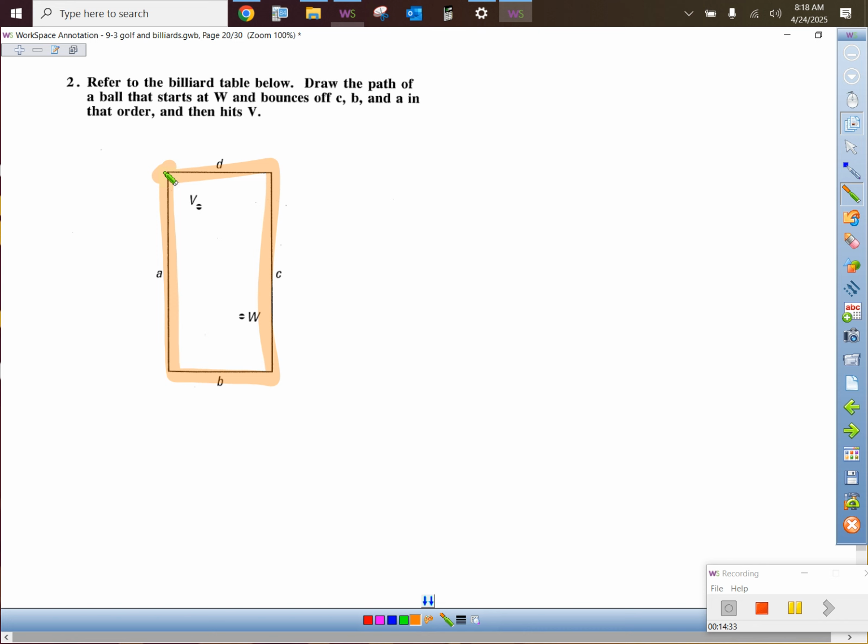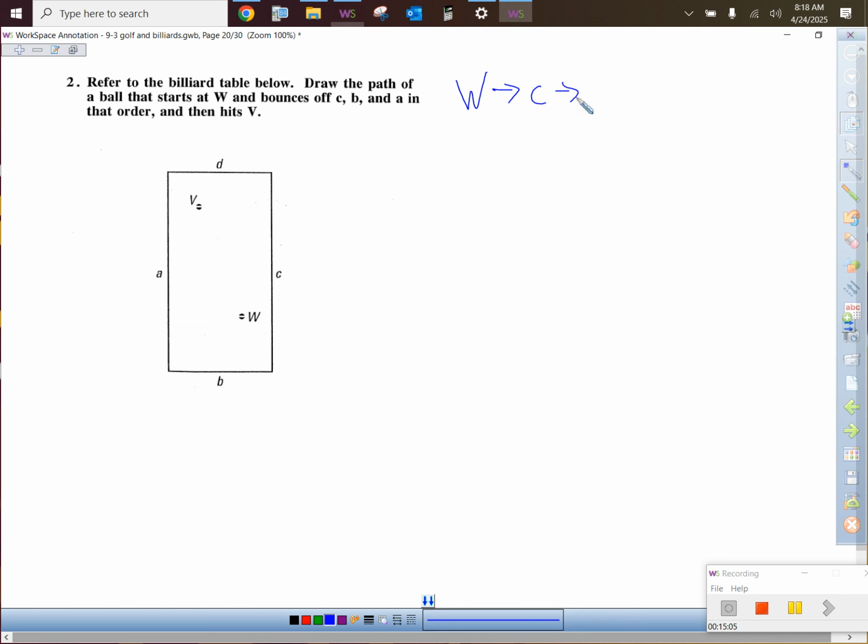So it's the same 4 steps as before. I put them down at the bottom of your screen. So it says draw a path that starts at ball W, bounces off C, B, and A in that order, and then hits ball V. So let's write the path. Where are we starting at? W, capital letter, because he is like a point. Then please draw the rest of this path. Where's it going to go next? Then after that, and then after that, and where's the final destination?